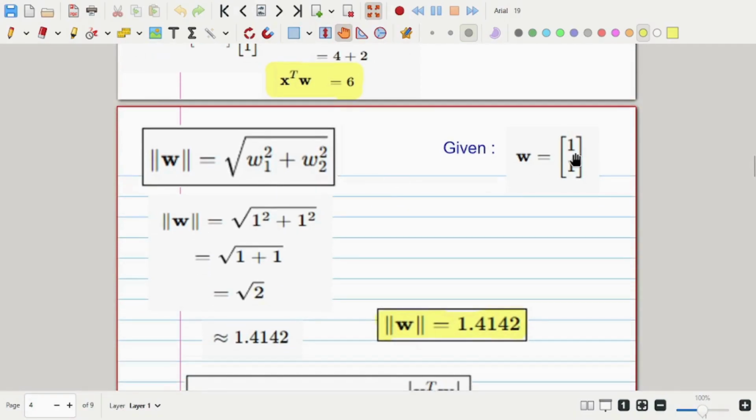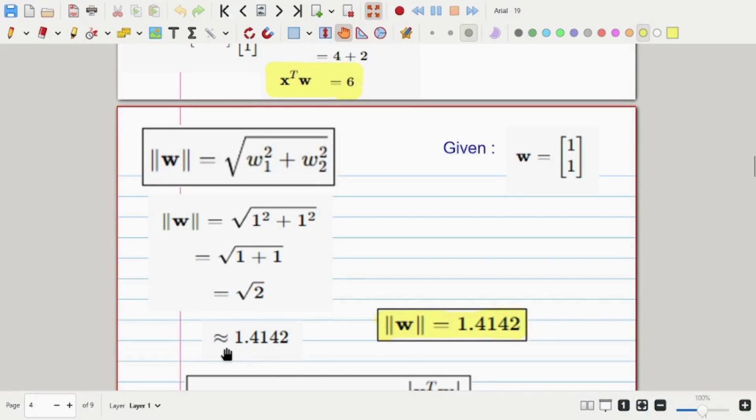W1 means first entry and W2 means second entry. So the norm of vector W is equal to the square root of 1 square plus 1 square. 1 square means 1. Therefore it is 1 plus 1, which means 2. So the norm of vector W is square root of 2.